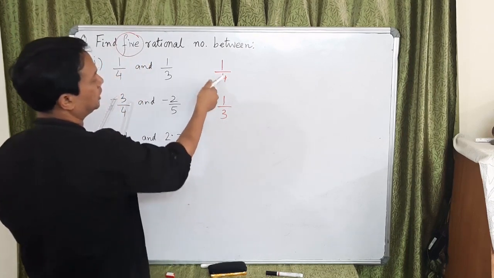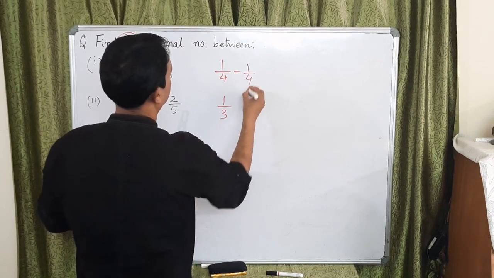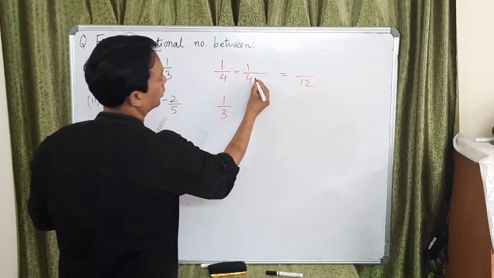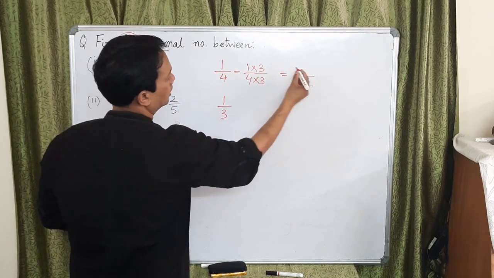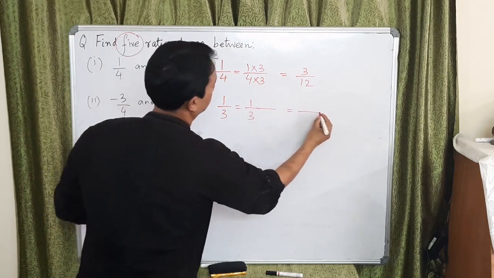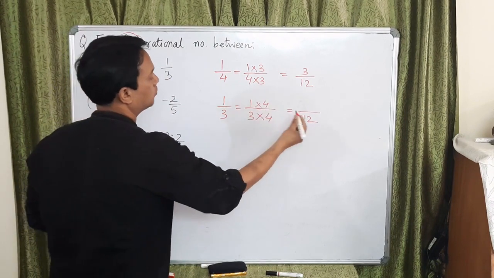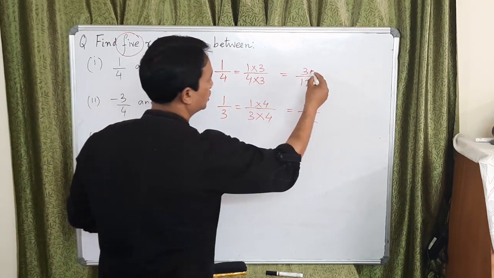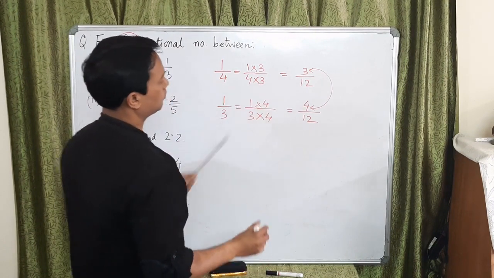You take the LCM of the denominators in order to make the denominators same. So the LCM of 4 and 3 is 12. So let's make it 12 here. In order to make it 12, 4 into how much is 12? 4 into 3 is 12. So we'll multiply with 3 here as well. So this will become 3 by 12. Similarly, this 1 by 3 will make the denominator 12. 3 into 4. Here we'll multiply into 4. This will become 4 by 12. Now, we will check these two numbers. We don't have any integers between 3 and 4.